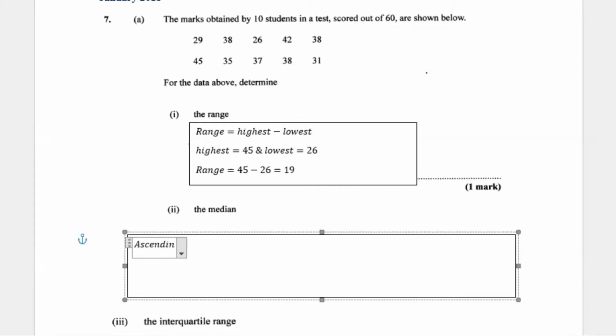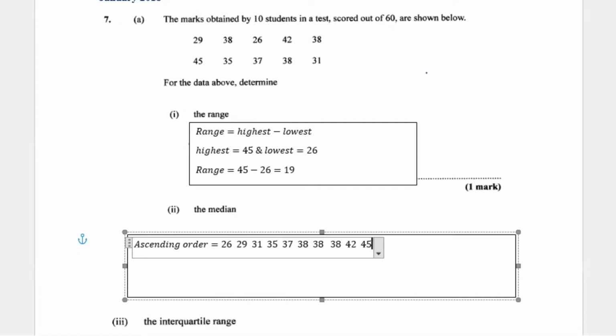So ascending order. So that would be, so we're starting from our lowest number to be 26, then 29, then 31, 35, 37, 38, 38, 38, 42, and then 45. Looking at this, if we were asked to determine the mode, we know that mode is the number that occurs the most. Just additional information. So our mode for this data set would have been 38, but that's beside the point.